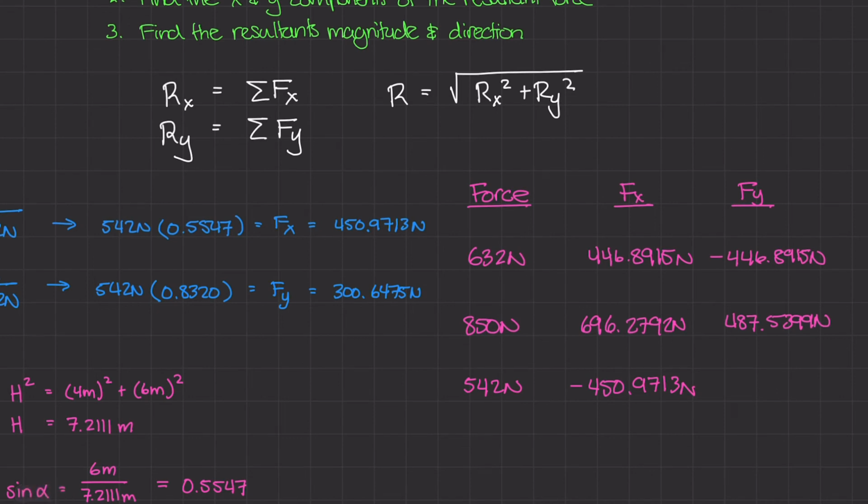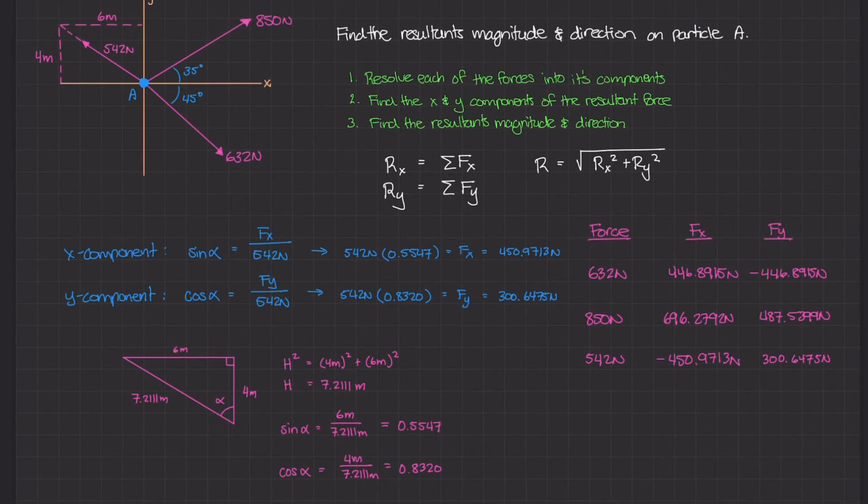And I can say that this is 300.6475 newtons. Okay, awesome. So that takes care of step one. We basically just did step one right here. We figured out what the x and y components of all these three forces were. Now, step two is a little bit easier. We can find the x and y components of the resultant force.